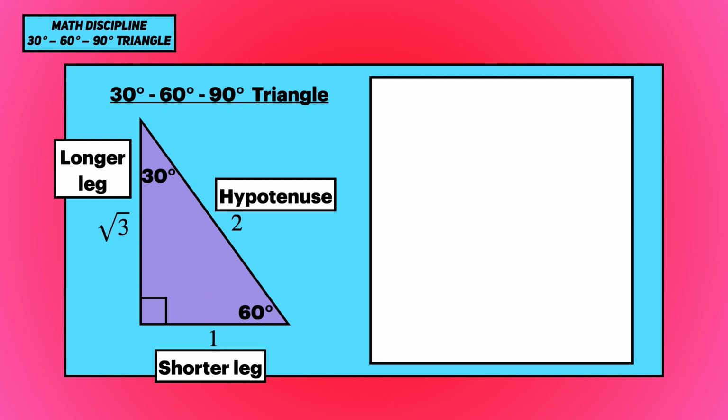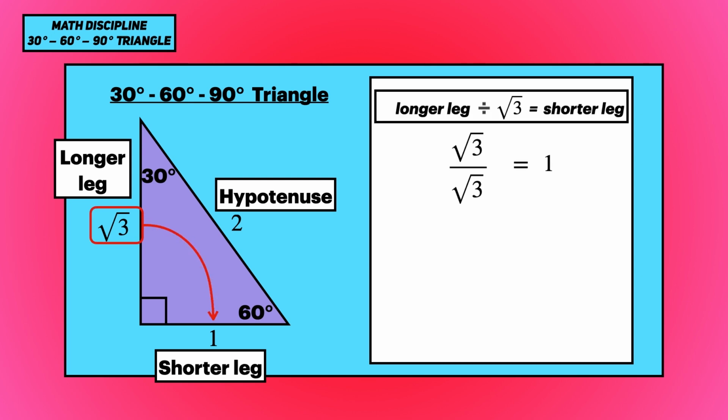If you know the length of the longer leg and you want to know the length of the shorter leg, you divide the longer leg by the square root of 3. Square root of 3 divided by square root of 3 equals 1.